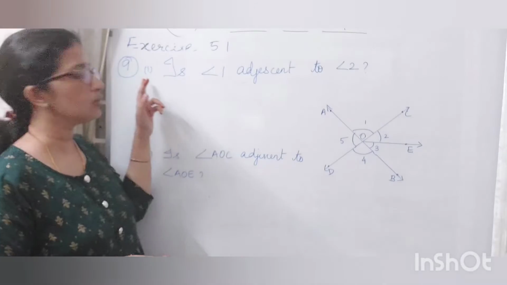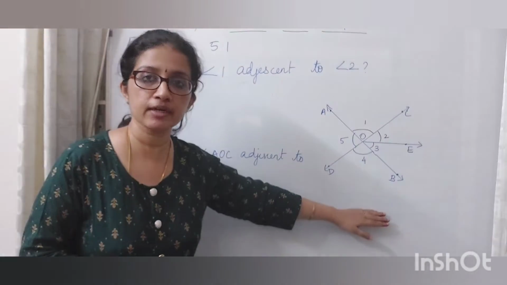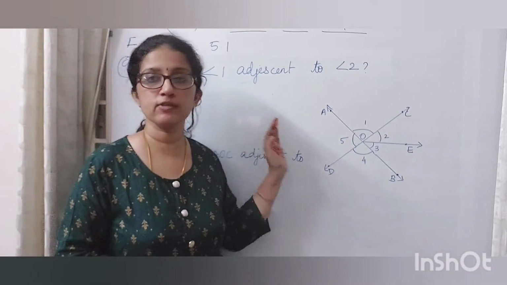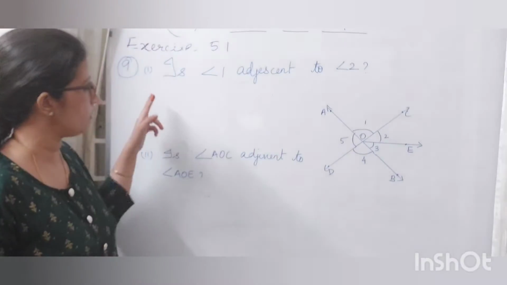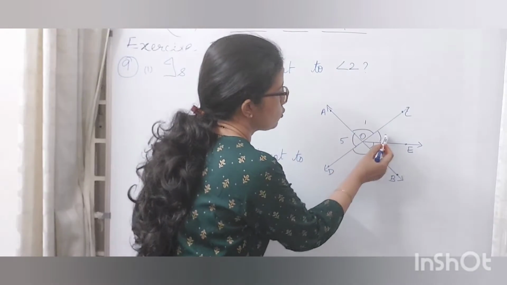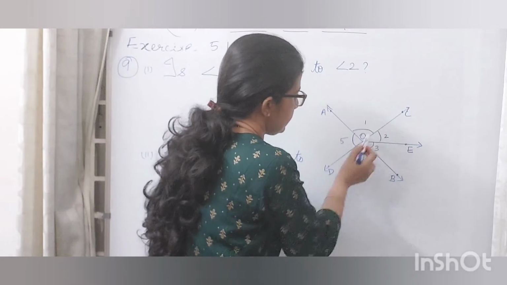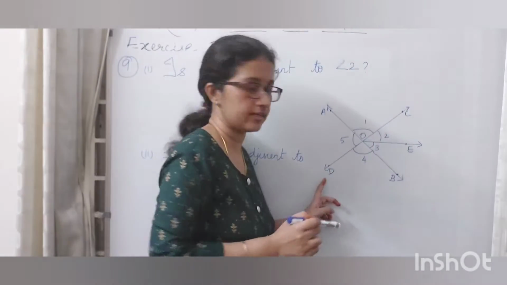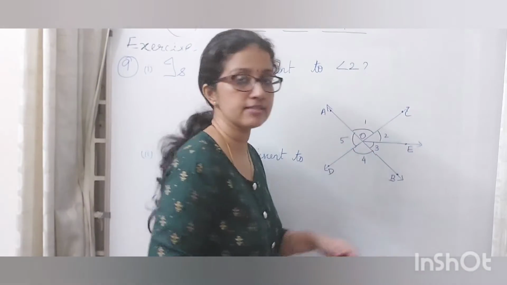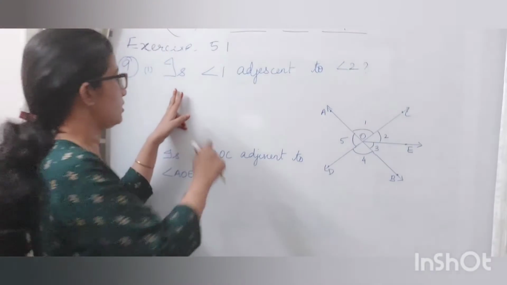Okay, now let's move into our 9th question. In the 9th question, they have given a figure, and from that figure, they have asked certain questions. So let's go through the questions one by one. There are 5 angles here: 1, 2, 3, 4, and 5. And COD, they have given us a straight line, and AOB is a straight line. Okay, so let's go into question 1 now.